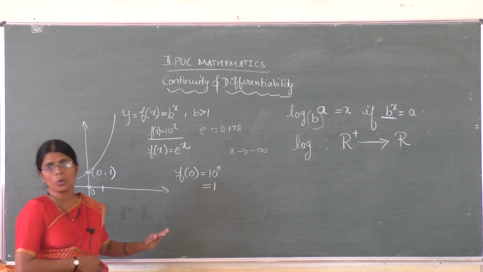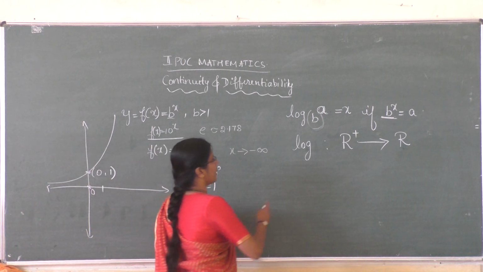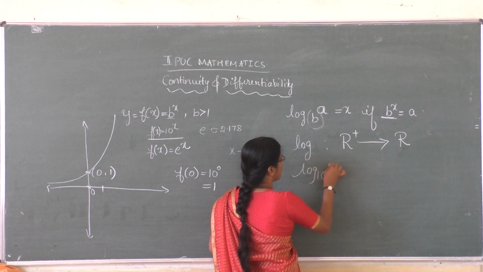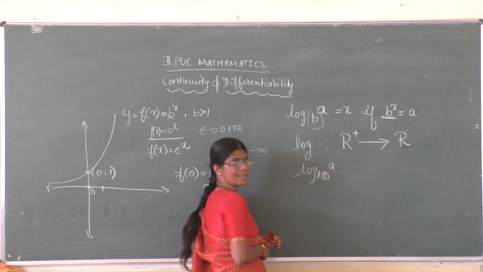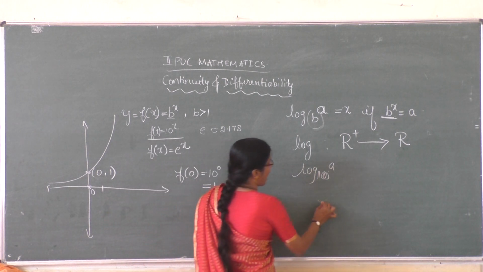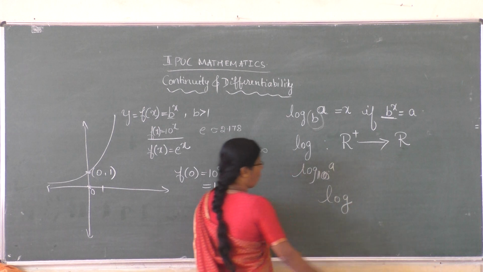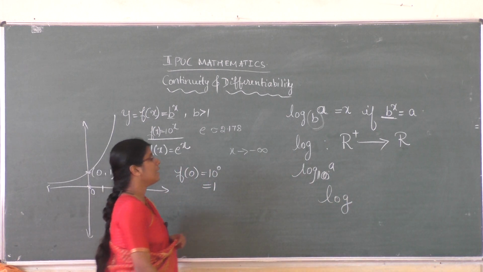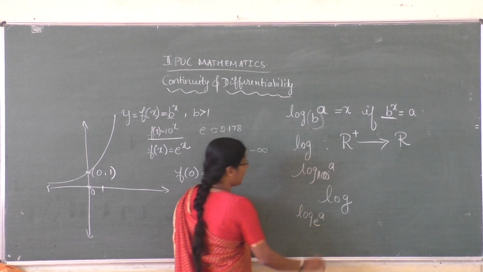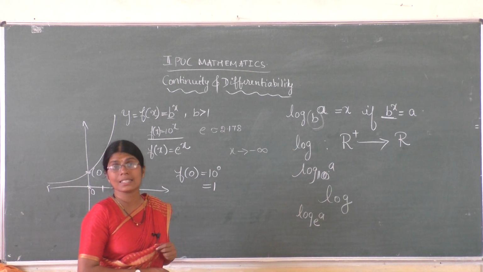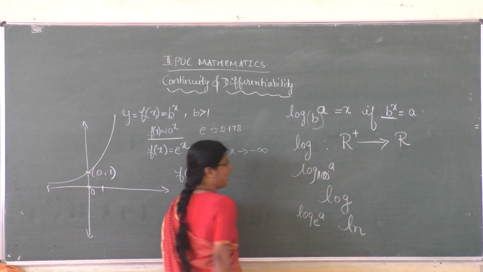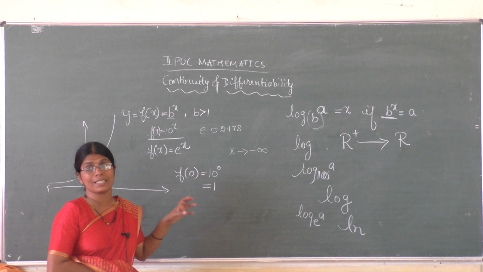Here also, if the base is 10, that is log a to the base 10, then that is called a common logarithm, and we use the symbol log. And if the base is e, that is log a to the base e, then it is called the natural logarithm, and usually we use the symbol ln, which you already use in physics and chemistry.